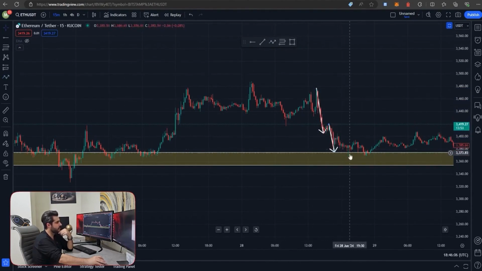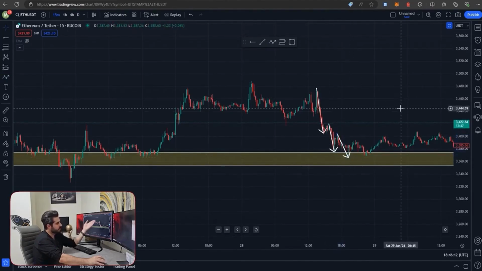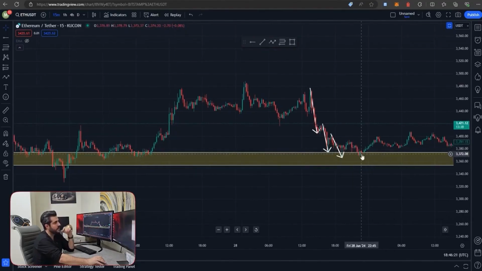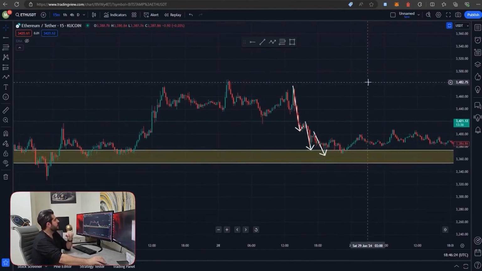Look, I'm connecting the peaks of the fluctuations to the troughs. Is the speed decreasing as it approaches the support zone? Yes, the speed of the downtrend is decreasing, and it can create a higher win rate for a long trade in this area for me.